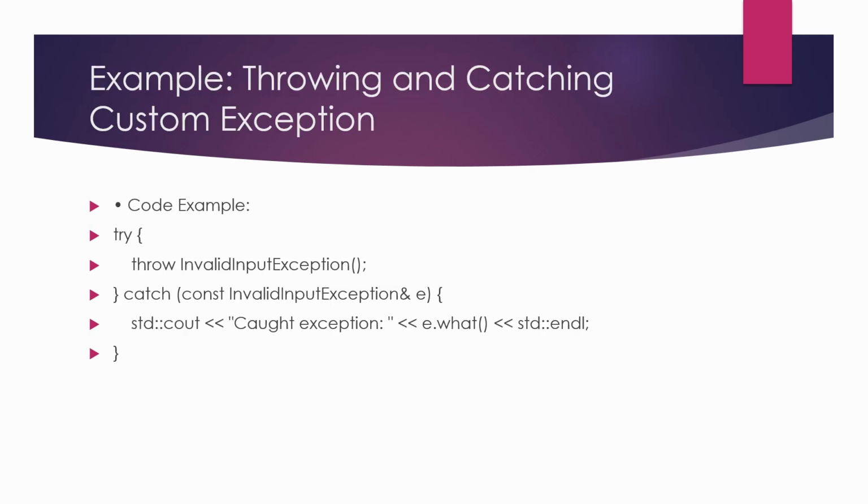Here's an example of how to throw and catch our custom exception. In the try block, we throw an instance of invalid input exception. The catch block then catches this exception and prints the custom error message using the what method of the exception class.